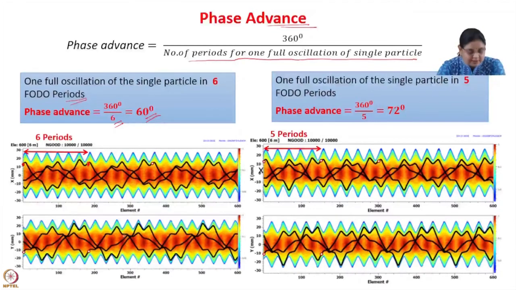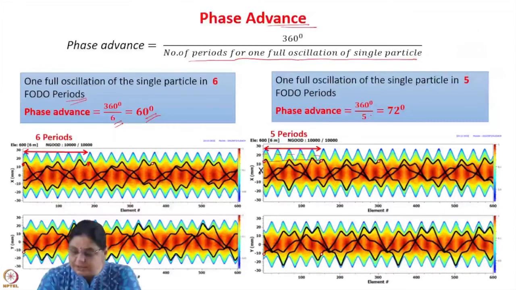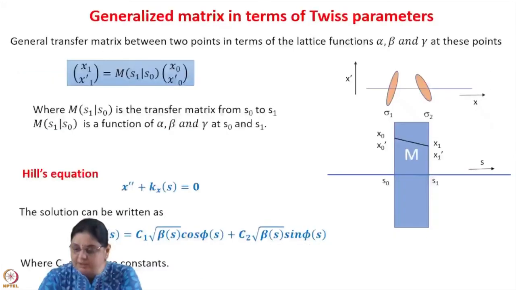So this is in X, this is in Y. Again, if you see here, one full oscillation of the single particle is in 5 FODO periods. So 1, 2, 3, 4, 5. So in 5 FODO periods, the particle completes one full oscillation. So here phase advance is given by 360 degrees divided by 5, which is equal to 72 degrees.